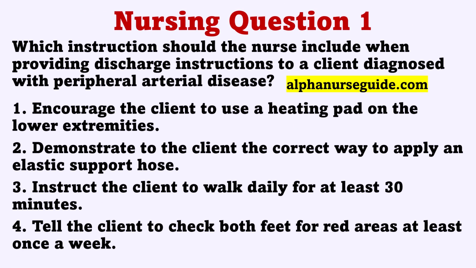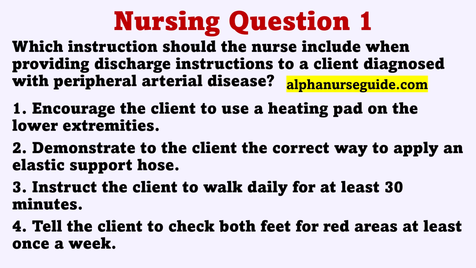Which instructions should the nurse include when providing discharge instructions to a client diagnosed with peripheral arterial disease? 1. Encourage the client to use a heating pad on the lower extremities. 2. Demonstrate to the client the correct way to apply an elastic support hose. 3. Instruct the client to walk daily for at least 30 minutes. 4. Tell the client to check both feet for red areas at least once a week.